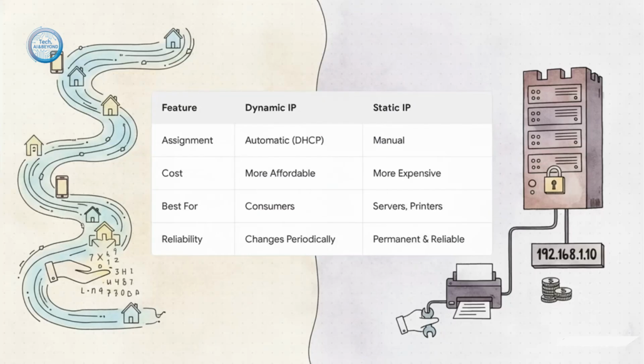And this table really lays out the trade-offs perfectly. Dynamic IPs, the kind you get from DHCP, are fantastic for consumers. They're automatic, they're efficient because your ISP can reuse them, and that keeps costs down. Static IPs are the opposite. They're permanent and manually configured. You'd never want one for your phone, but you absolutely need one for something like a web server or critical network printer that has to be reachable at the exact same address always. The trade-off is that they cost more and require manual setup.